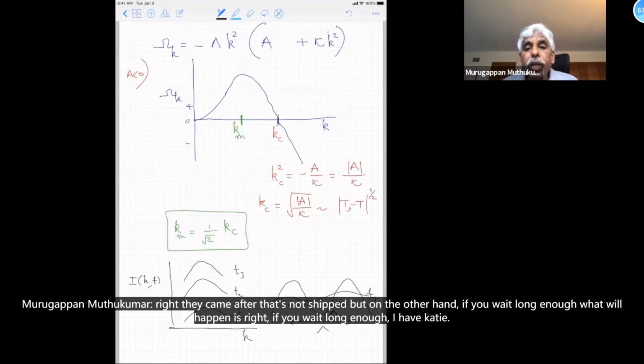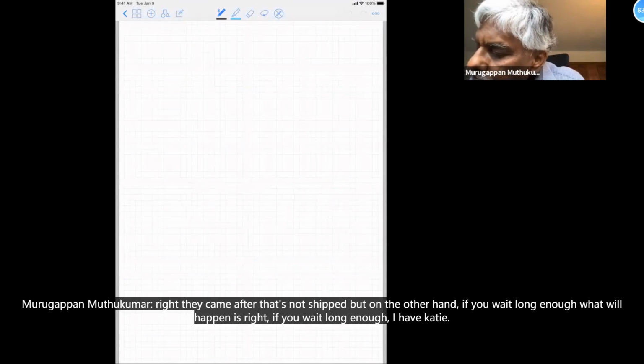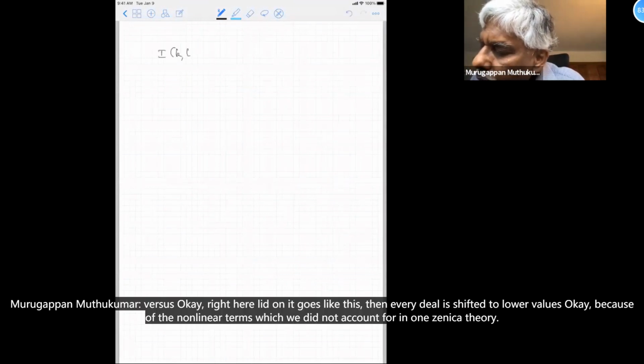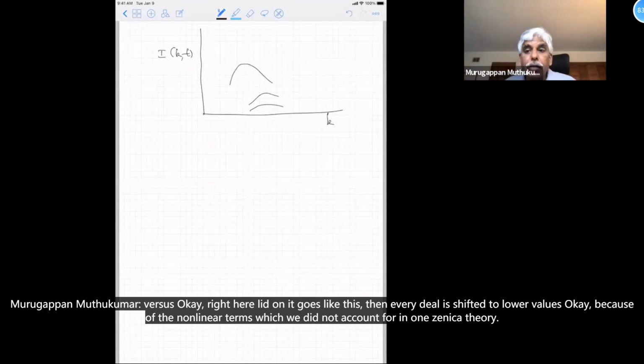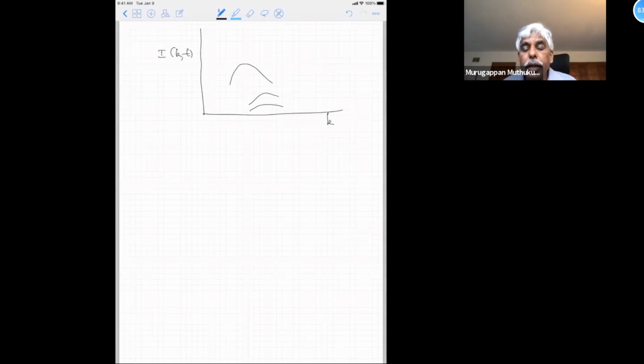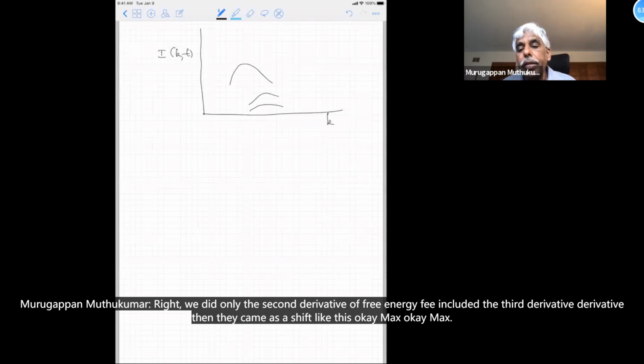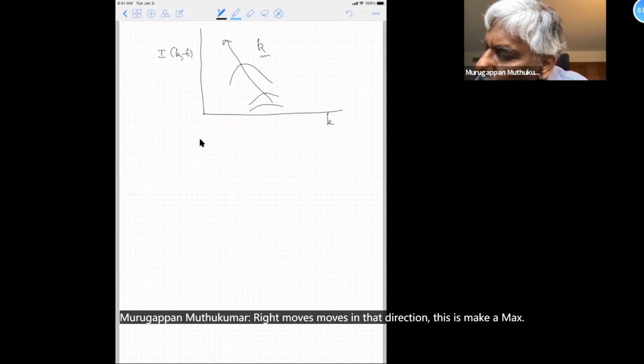But on the other hand, if you wait long enough, I of K,t versus K, earlier on goes like this. Then eventually it shifts to lower values of K because of the nonlinear terms, which we did not account for in Cahn-Hilliard theory. We did only the second derivative of the free energy. If we include the third derivative, fourth derivative, then the K max shifts like this. K max moves in that direction. This is my K max.